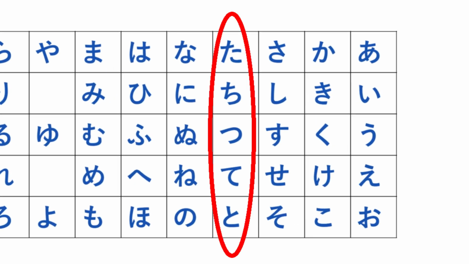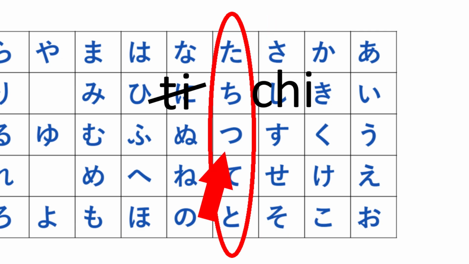Moving on to the T's, we have ta, chi, tsu, te, to. Careful, it's not ti, but chi, and not tu, but tsu.